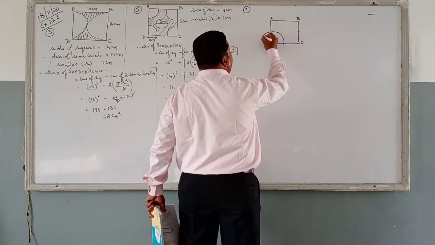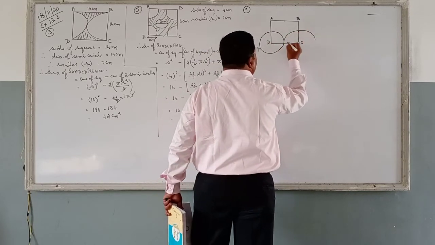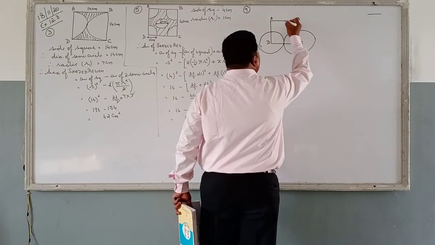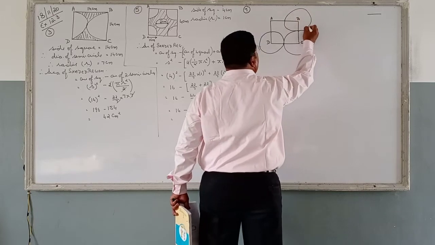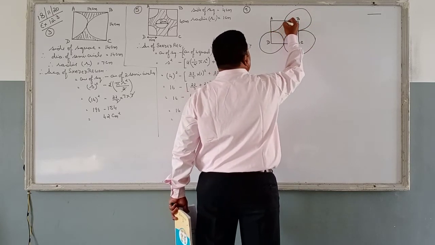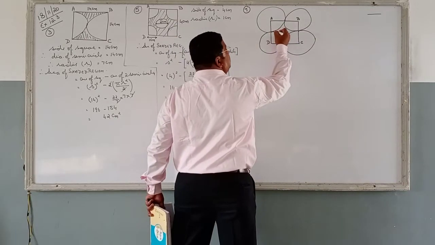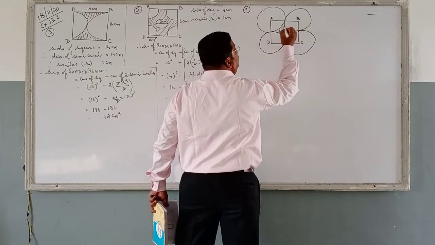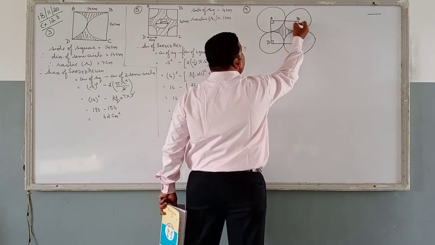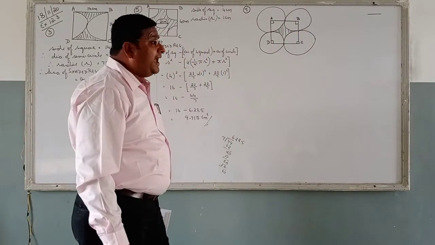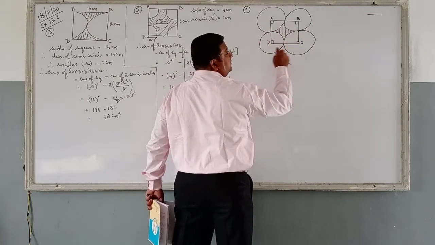This is the figure. This is the first circle. This is another circle. This is another circle. Right? And this is another circle. Clear? And this is the shaded region he is talking about. So you can see each of them is a quadrant. Each of them is a quadrant. From this square, if we remove these circles, are they quadrants?